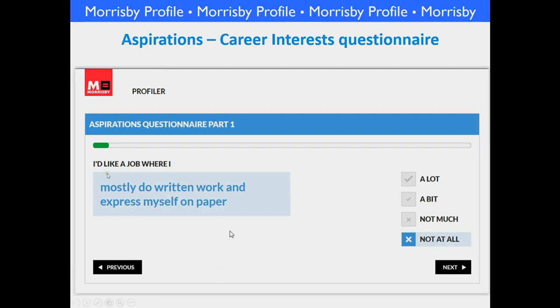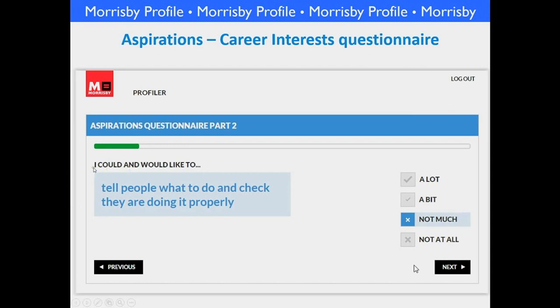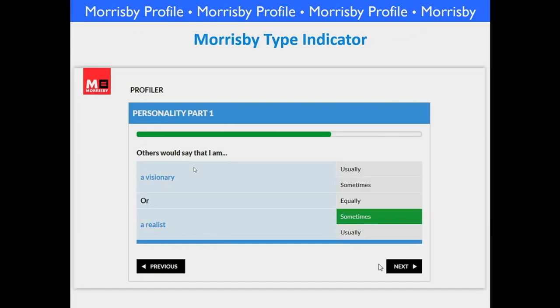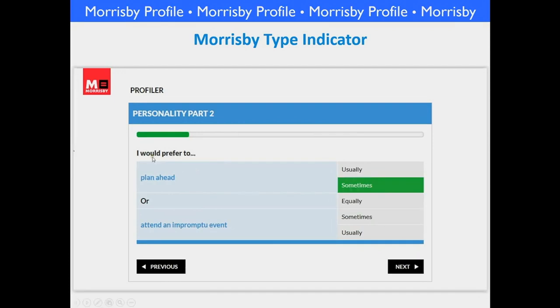Moving on, there were 2 multiple choice questionnaires, the first one looking at career interests. A bit over half the questions started off with "I'd like a job where I," and some at the end had "I could" and "would like to." These ones are getting at people's talents around sport and music and art, which aptitude testing just is not good at relating to. Finally, there was a personality questionnaire. Half the questions started with "others would say that I am." The last half, "I would prefer to." These can be answered on a 5-point scale where you can be in the middle.